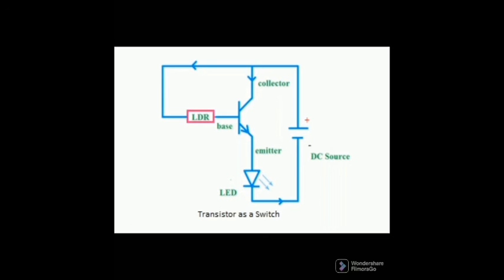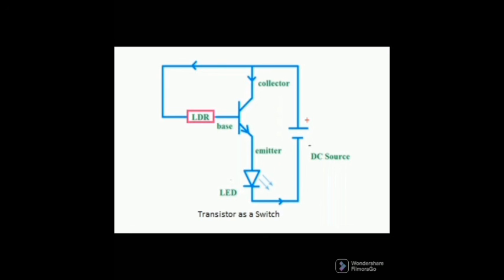Here you can see an LED is connected with a DC supply in series with a bipolar junction transistor through the collector and emitter terminals. In normal conditions, the transistor acts as an open switch, so it does not allow the flow of current, hence the LED will not glow.